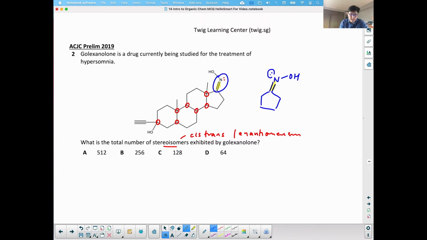Let's see how many there are. 1, 2, 3, 4, 5, 6, 7, plus 1 more, 8. So it's 2 to the power of 8. That gives you an answer of B. This is the total number of stereoisomers exhibited by this molecule.